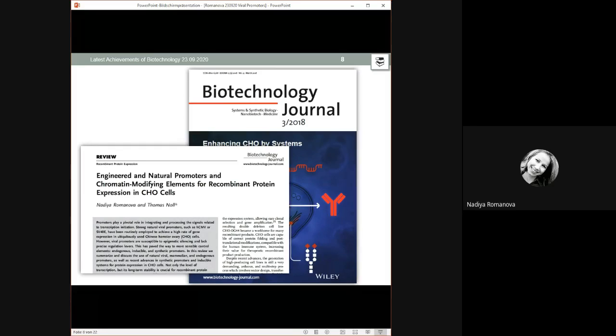So the CHO cells are robust. They also can be easily manipulated. You can easily apply genetic manipulation to these cells, and they also give you a good product. So these are the three reasons why the Chinese hamster ovary cells are so overwhelming in biotechnology and production of transgene proteins today.